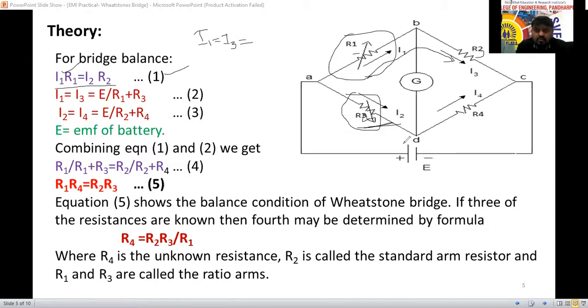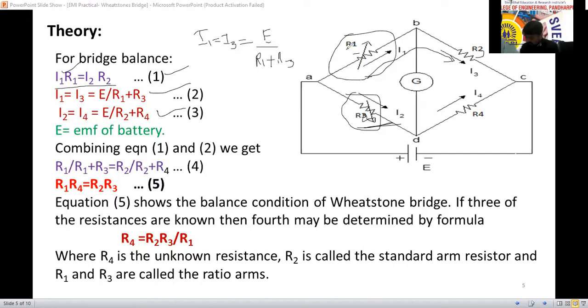Yes, series. So according to Ohm's law, I equal to V by R. V is nothing but the total voltage E here, divided by the resistance R1 plus R3. You can write like this, R1 plus R3 for this I1 and I3. Similarly, here we have written I1 equal to I3 equal to E divided by R1 plus R3. This one I will consider as equation number 2. Next, similarly, I2 equal to I4 equal to E divided by R2 plus R4. That one I have considered as equation number 3.